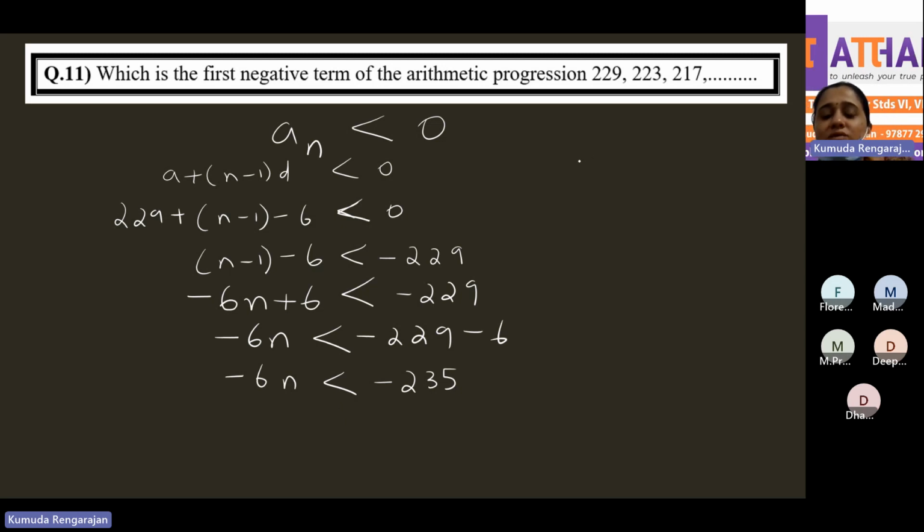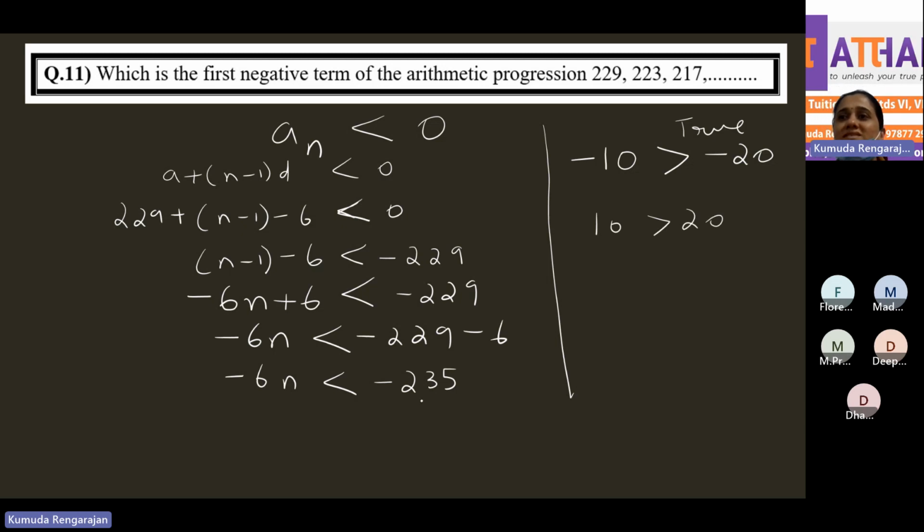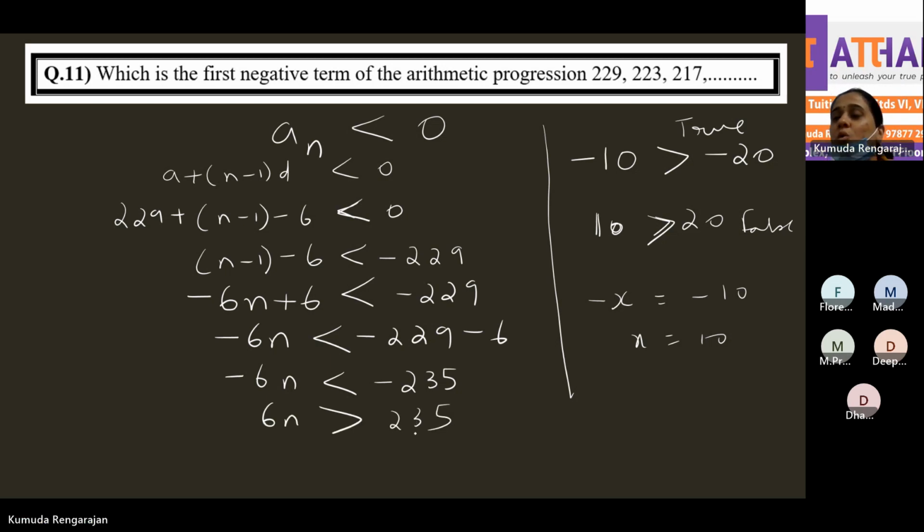Now look at this. Is this correct? Minus 10 is greater than minus 20. Yeah, this is true. Now I change the signs on both the sides: 10 greater than 20. No, this is false. But normally we change the signs. When we have minus x is equal to minus 10, x is equal to 10. We change the signs on both the sides. That's fine with an equality, not with an inequality. In an inequality, when you change the signs on both the sides and you write 10 greater than 20, it's false now. What was once true is now false. That means here, when you change the signs on both the sides, 6n is greater than 235. When you change the signs on both the sides, reverse the inequality. If it's less than, it becomes greater than. If it's greater than, it becomes less than. Reverse the inequality.